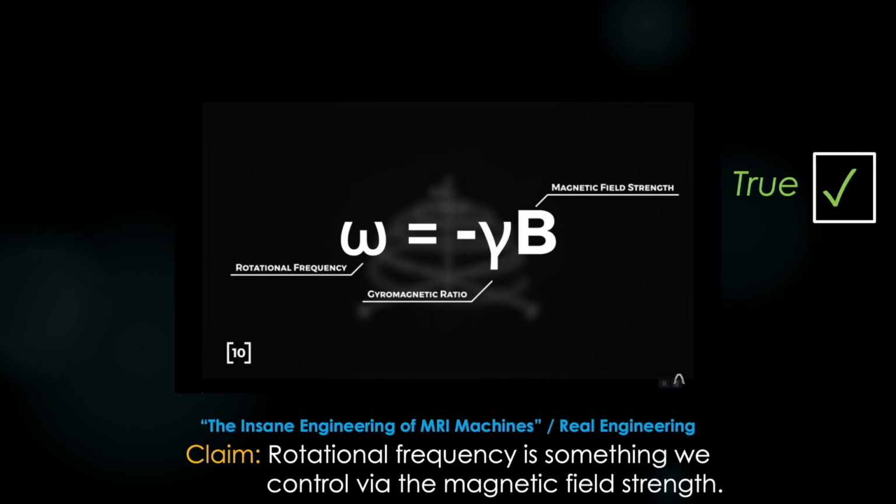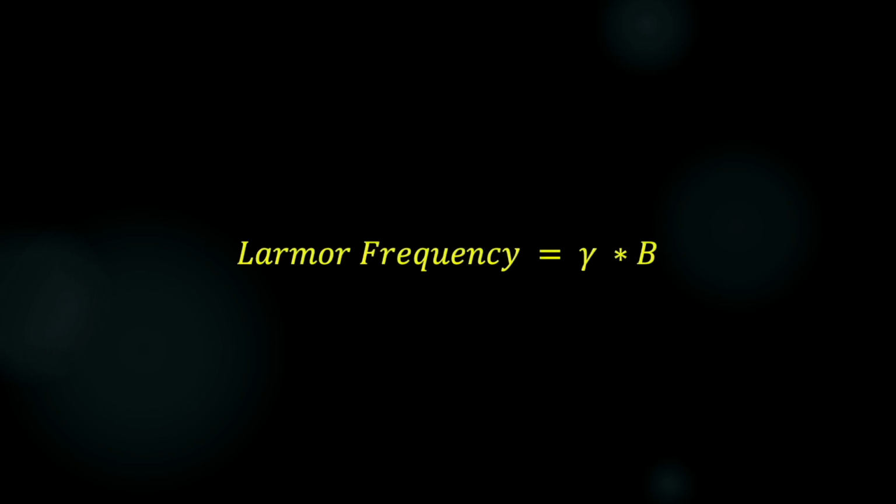This is true. Remember that the vast majority of what we do in MRI physics is governed by this amazingly simple looking formula of the Larmor frequency, which equals a constant, which we cannot control, times the magnetic field strength, which we can control.